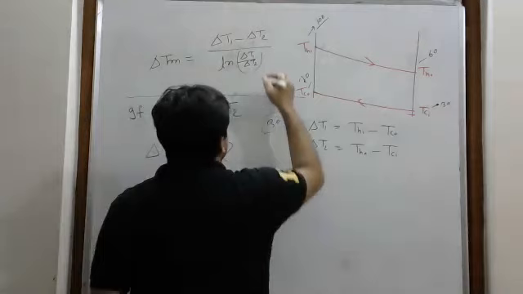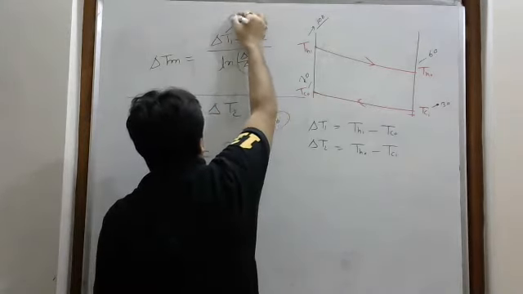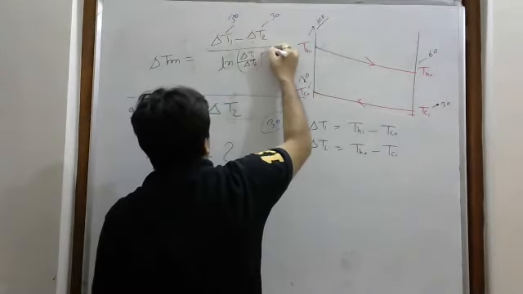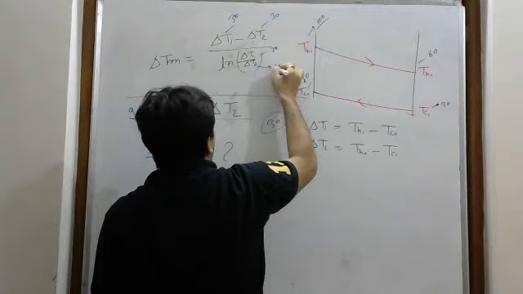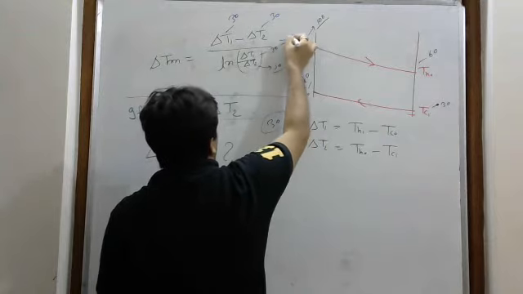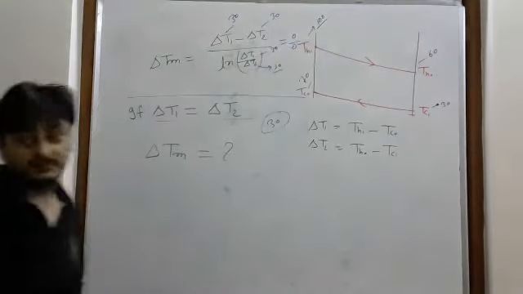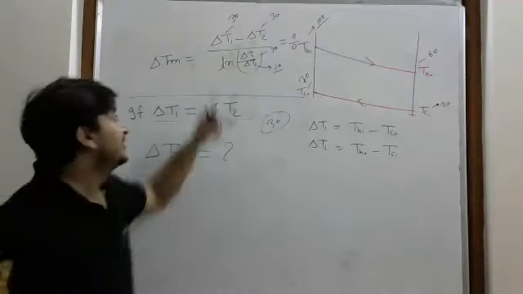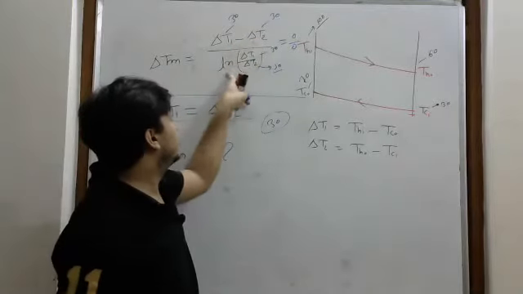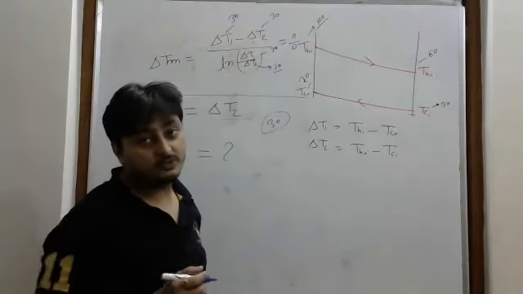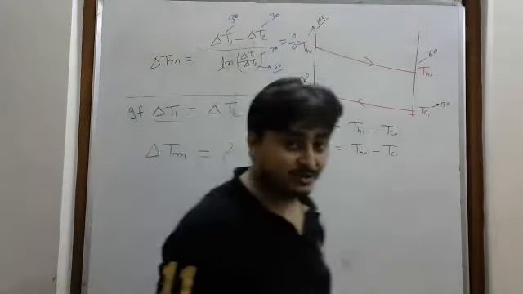Some people have given the answer as 0. This value is 30. This value is also 30. This value is also 30. This value is also 30. So this value will become what? 0 by 0. This value will become 0 by 0 because this minus this is what? 0. This ln 1 equal to ln 1 value is 0 by 0. So how are you saying 0 by 0 equals 0?